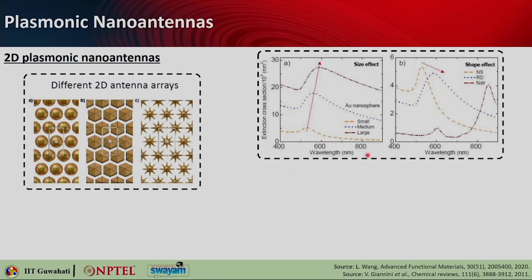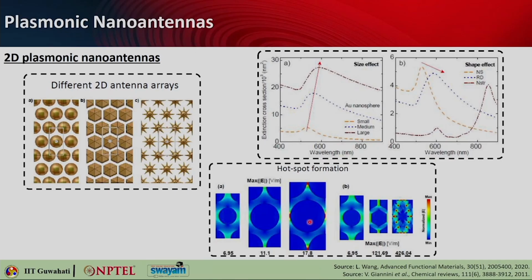If you just think of gold nanospheres, and then keep on increasing the size of the spheres, keeping the lattice constant the same, you will see that the resonance is getting redshifted in wavelength. That is happening because as you keep on increasing the size of the nanospheres, they are getting very close to each other, their interaction is getting much stronger, and that gives you this redshift.